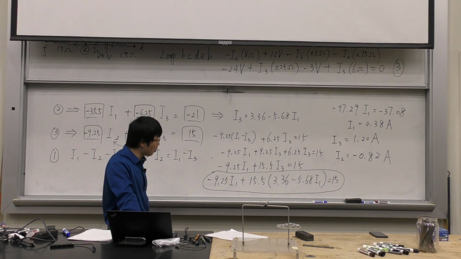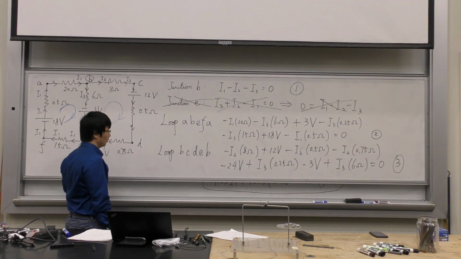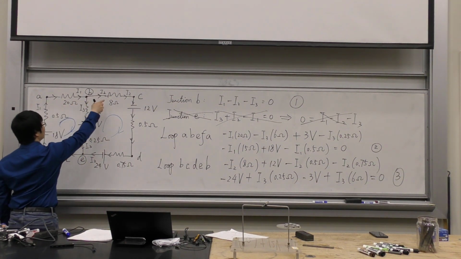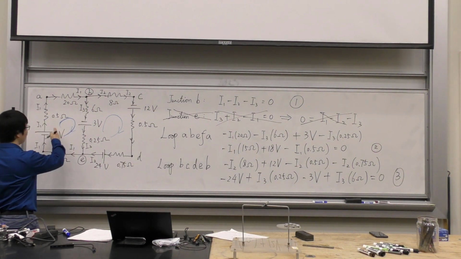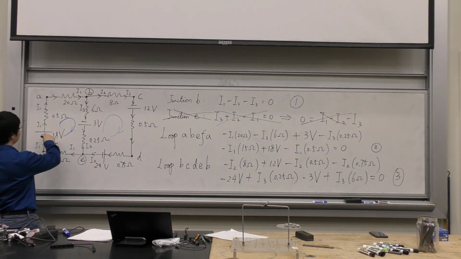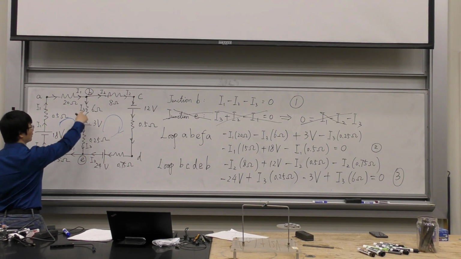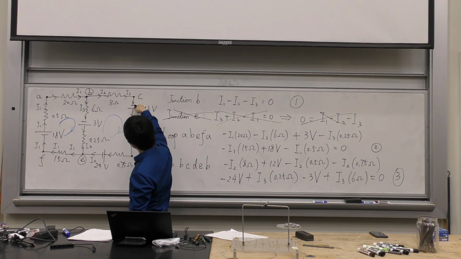Now, what is this negative I2? Did I do something wrong? No, you didn't do anything wrong, because take a look at this diagram. The problem says that I1 goes this way, I2 goes this way, I3 goes there. But is that really right? Because there are so many batteries here. This battery tries to drive a current this way. This battery tries to drive a current this way. But what about these two batteries? This battery wants to drive a current this way, but this battery wants to drive a current that way.